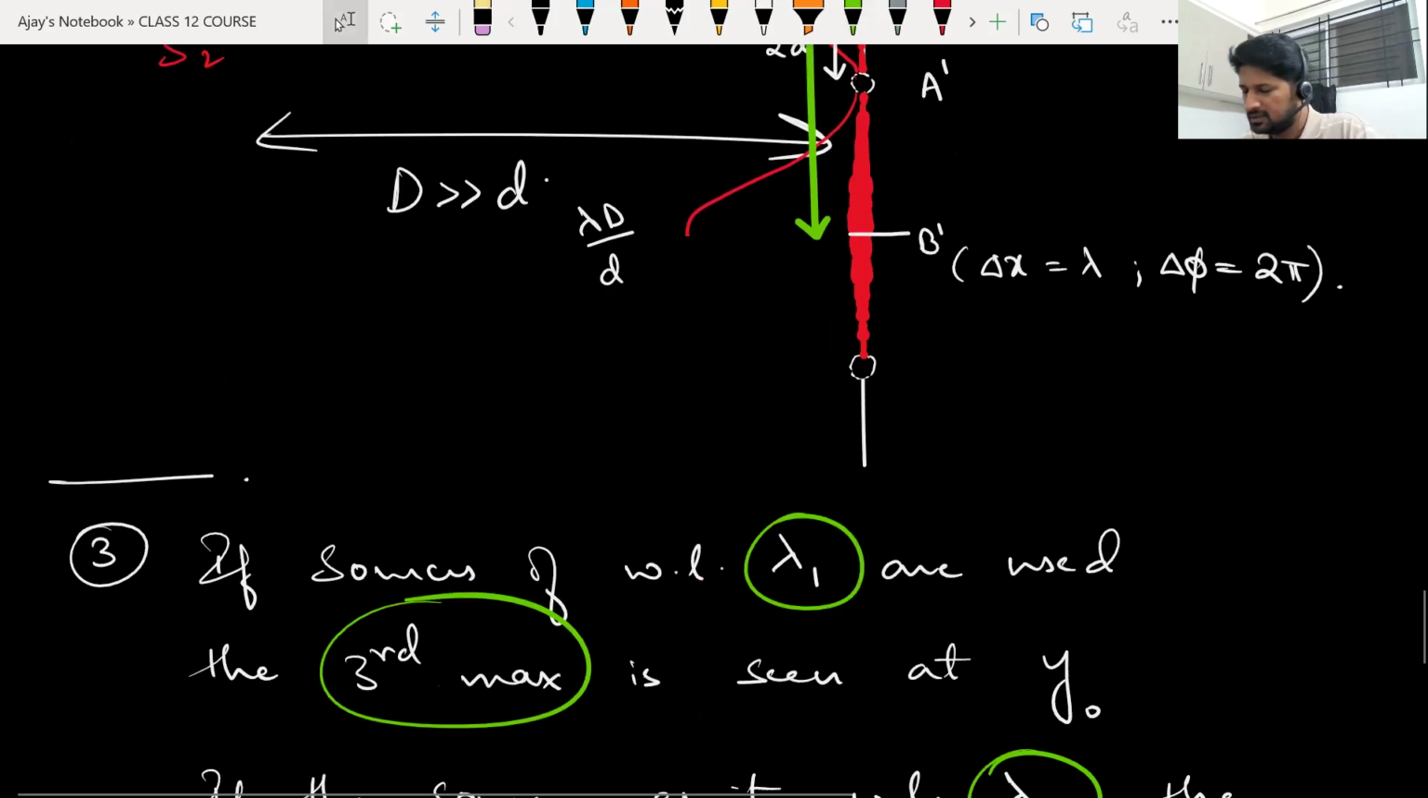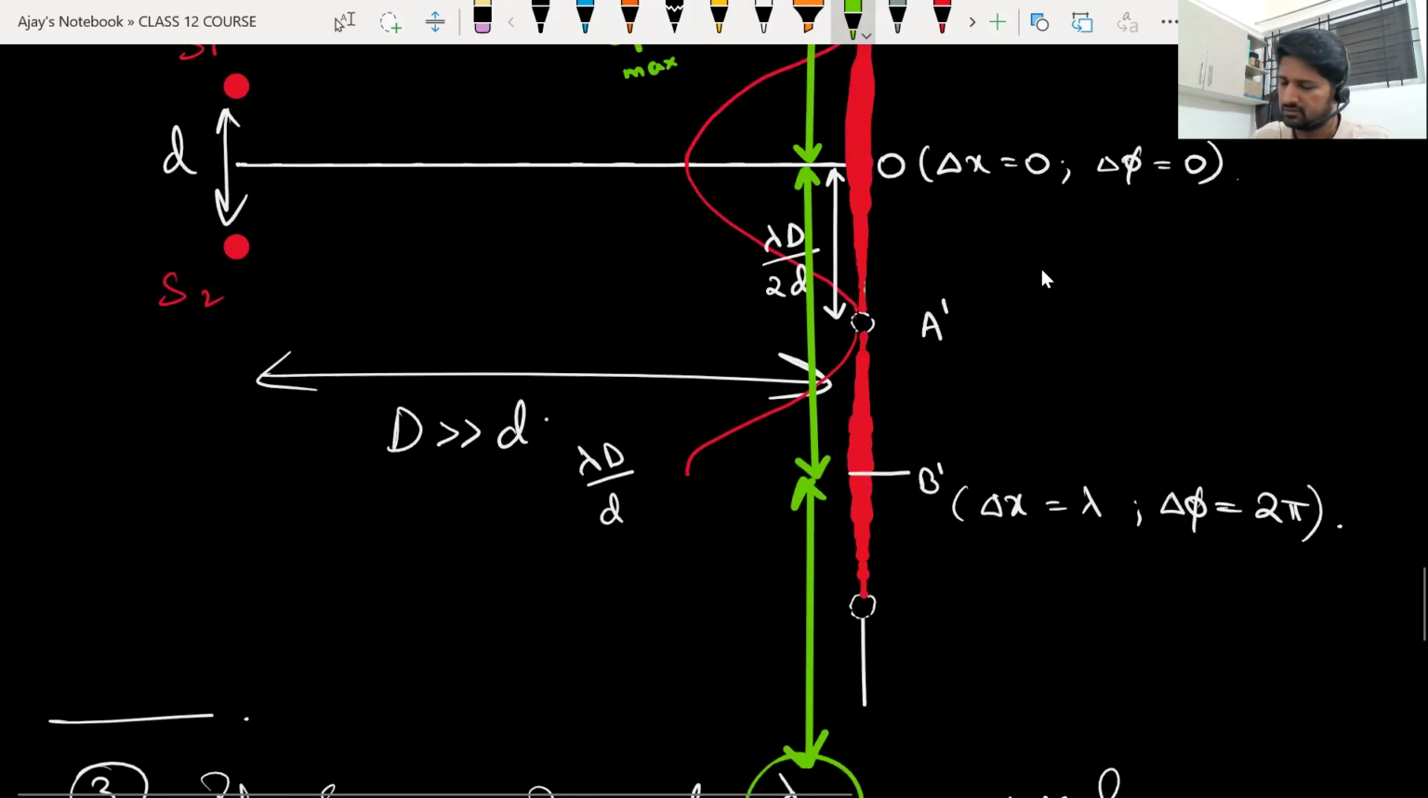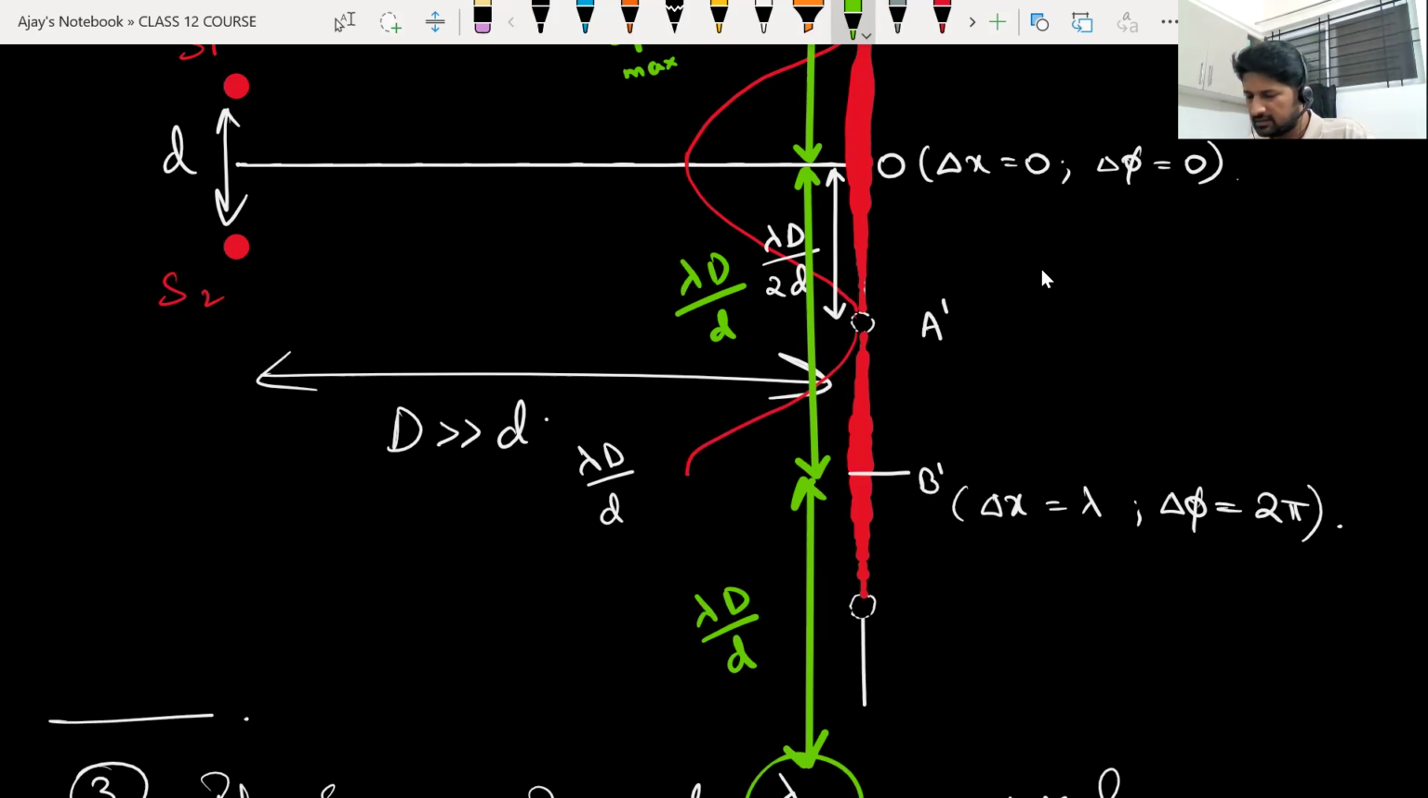First maximum forms at lambda capital D by small d. Second maximum will form at the same distance, lambda capital D by small d, from the first maximum. You'll get another bright spot there. So this is lambda capital D by small d to the first maximum, and from there onwards to the second maximum, it is another lambda capital D by small d. So what's the distance all the way to the second maximum directly? How much will that be?